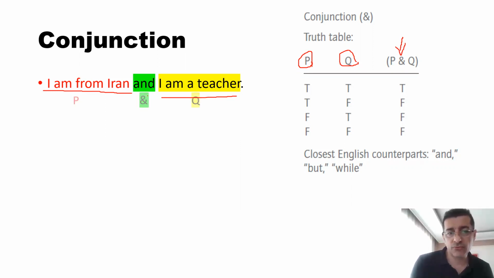Now, let's write it like this, P and Q. But remember, this ampersand does not only refer to and, it can also include other concepts such as but and while. But we call it a conjunction. So let's look at this table. Here we have 2 propositions. One is P and the other one is Q. Now, how many rows should we have? When we have 2 propositions, we should have 1, 2, 3, and 4 rows.